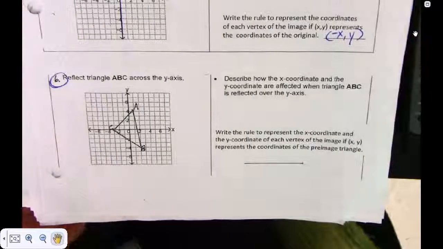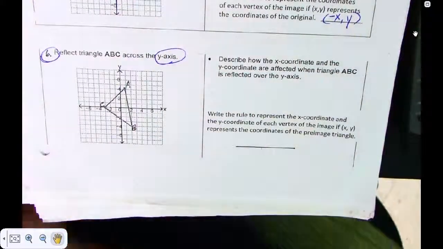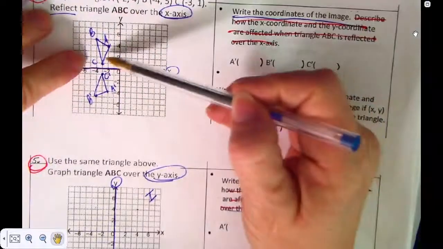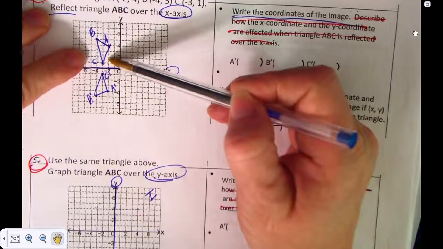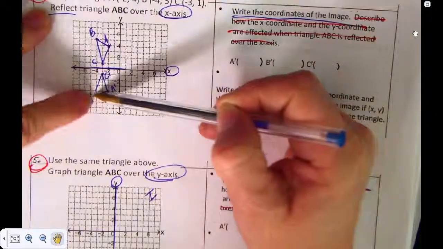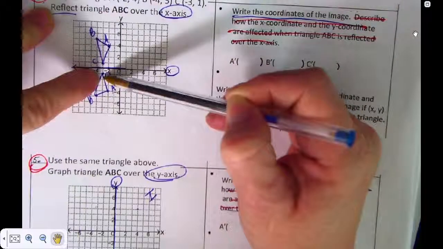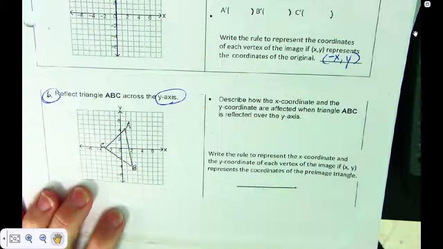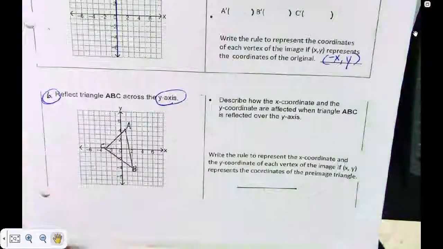Okay, number 6. Reflect it over the y-axis. Yes, this looks a little strange. But guys, what did I do on this to reflect it? Did I do all of it at one time? No, I took the B and went to B prime. I did the C, then the A. That's the same thing you do down here. I reflect each point over the y-axis.